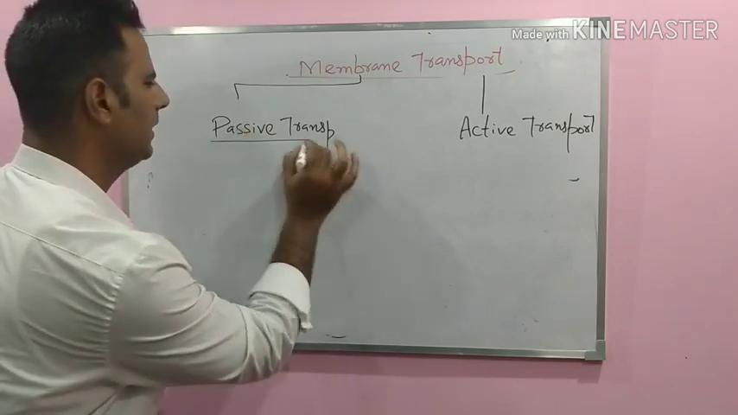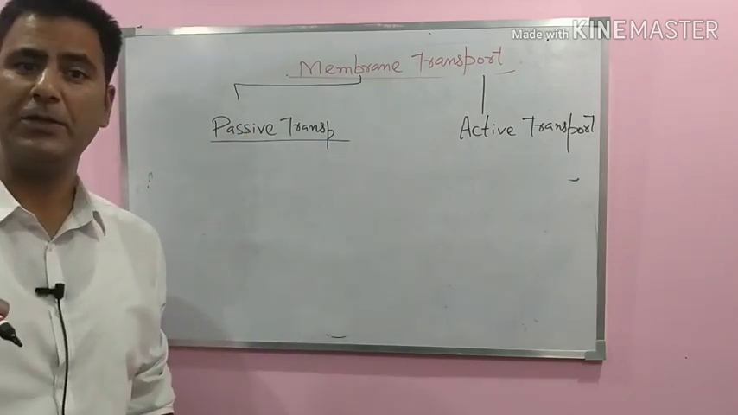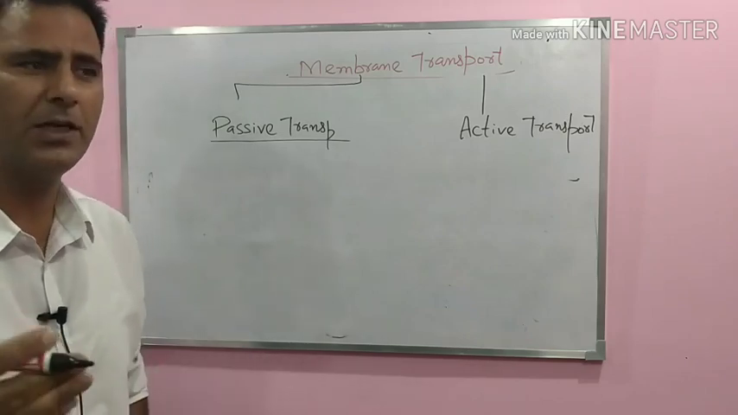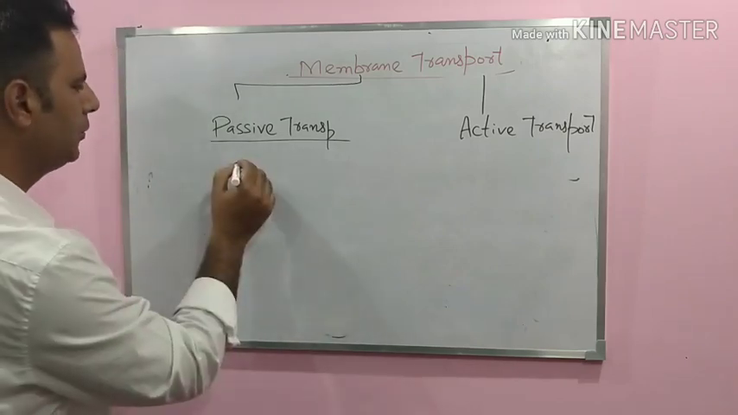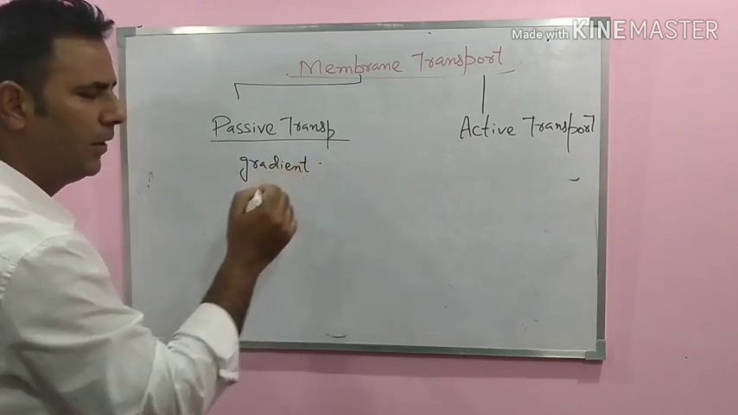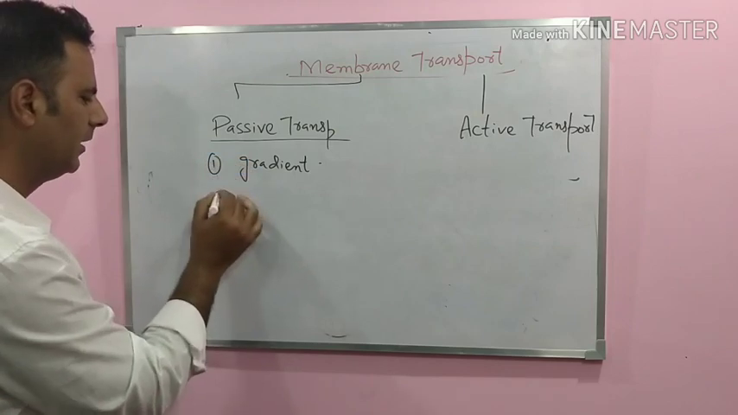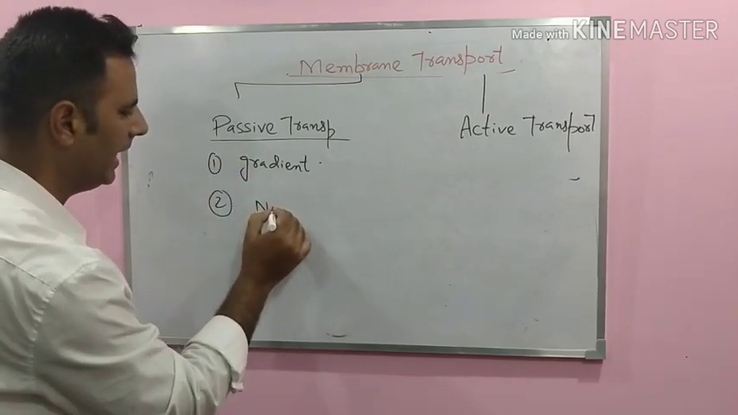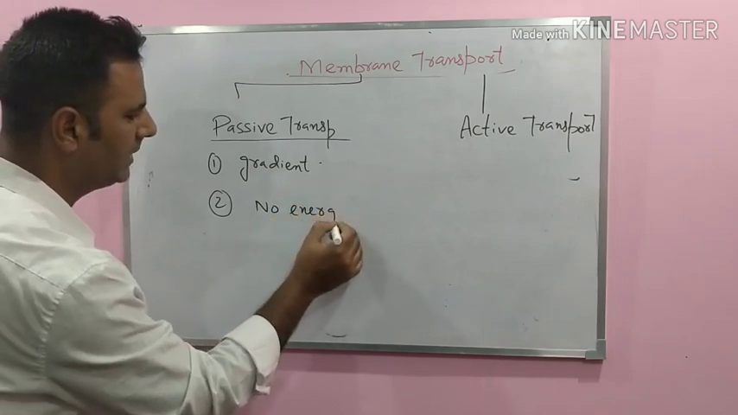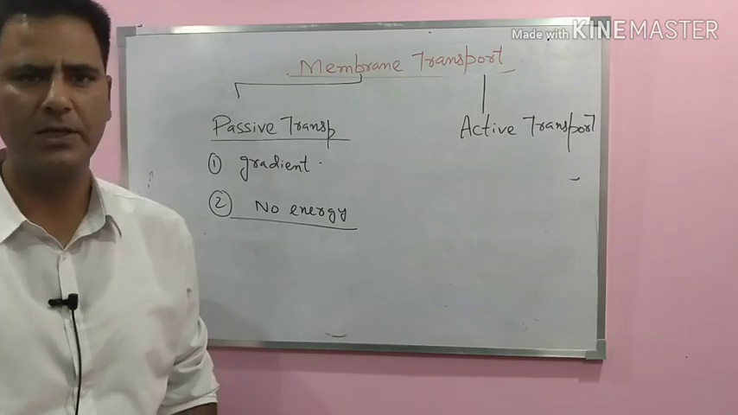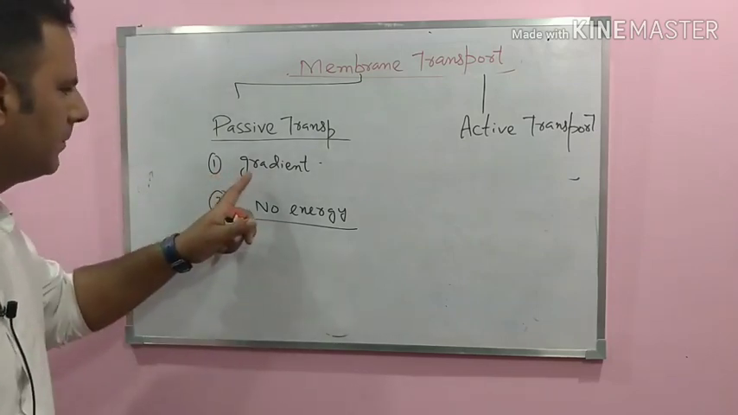Passive transport, the important prerequisite for passive transport is that it should follow a gradient. There should be a gradient. Number one. And number two, it does not involve expenditure of any energy. No energy is required for passive transport. So, it must follow a gradient.